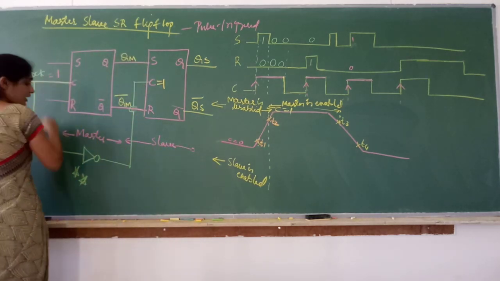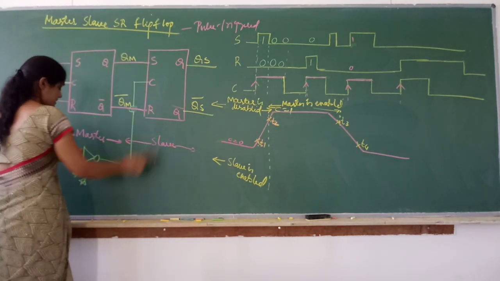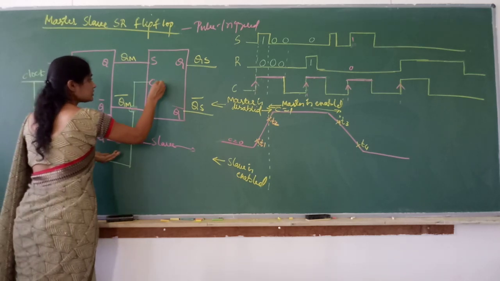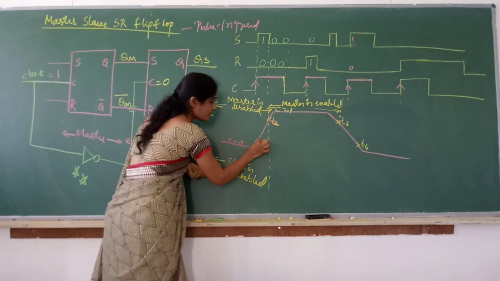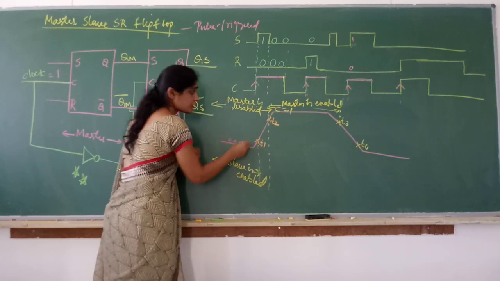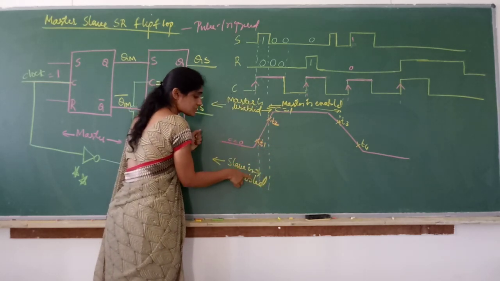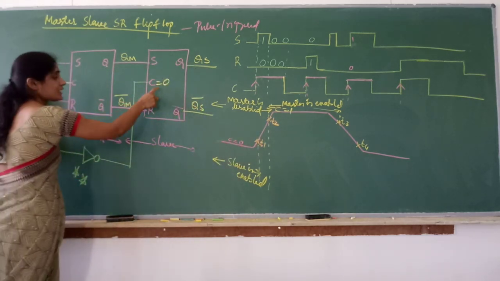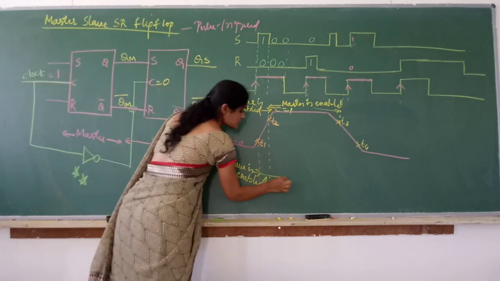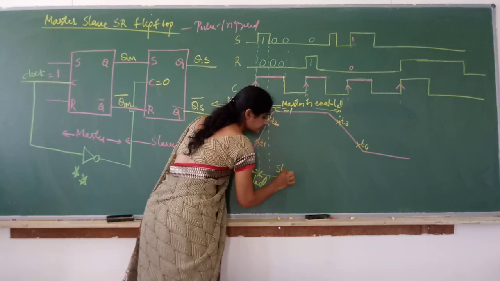Whereas if you are giving the clock as 1, what happens here? The slave is getting 0, so the slave is disabled. The slave is enabled only till T1, not till T2. Only till T1 will the slave be enabled. After T1, when the clock is rising, the slave is immediately disabled.